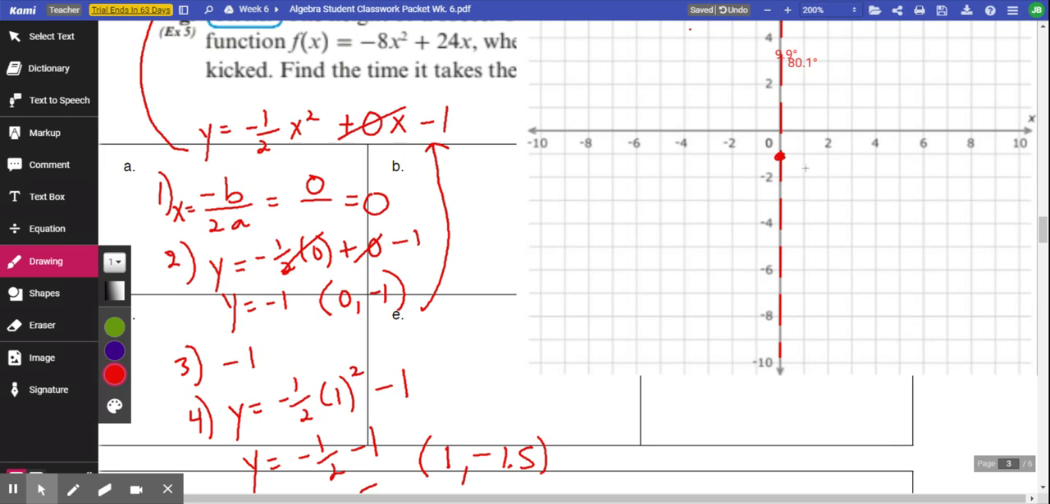So let's plot that on this side, -1.5, and then it's going to be symmetrical on the other side. So we know that this parabola is going to be downward facing and look something like this. So does it ever cross the x-axis? No. So there are no zeros. And that would be the answer.